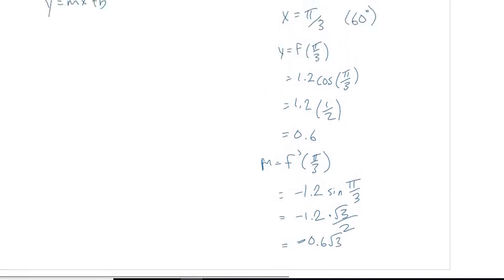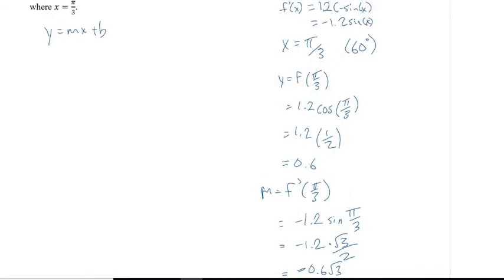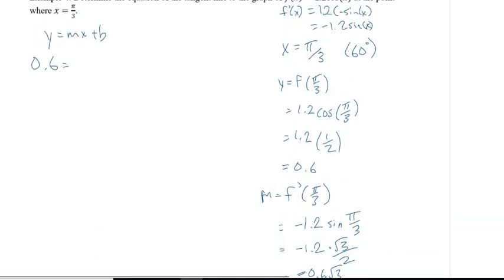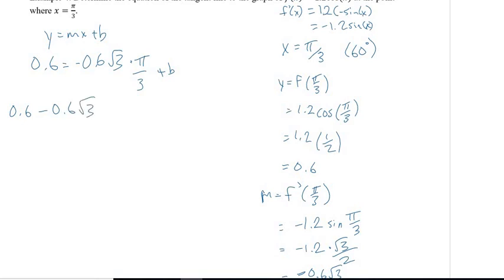So now we have x, y, m. We can solve for b. So let's do that. So y was 0.6. m was negative 0.6 root 3. And then x was times pi over 3 plus b. So let's move that bit over. It becomes 0.6 minus 0.6 root 3 pi over 3.